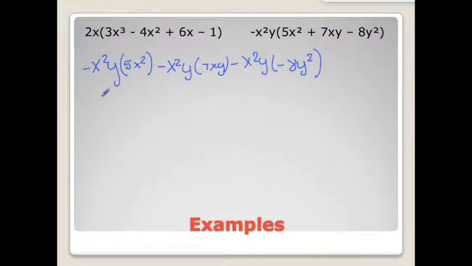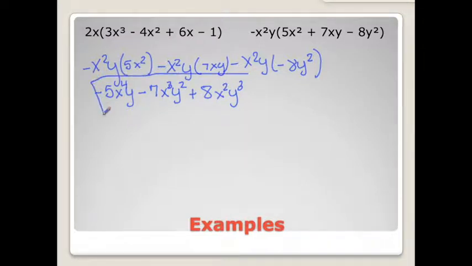Okay, so we multiply the numbers out front, so negative 1 times 5 is negative 5. We keep our base, x, y, and add our exponents. So 2 plus 2, 4, and y remains the same. Okay, negative 1 times 7, negative 7. Keep our base, x, y, add our exponents, 3, 2. Okay. Negative 1 times negative 8, 8. Keep our base, x, y, add our exponents. So 2 and 3. Okay, so our final answer would be negative 5x to the fourth y minus 7x to the third y to the second plus 8x squared y cubed.